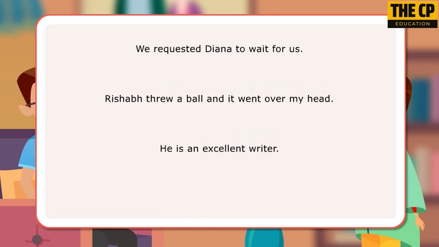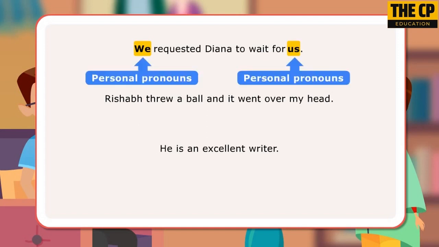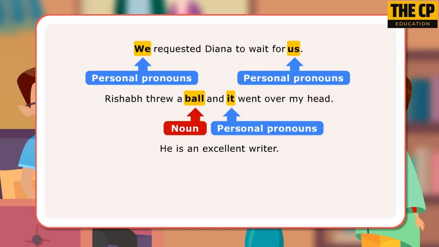In the first sentence, we and us are personal pronouns as both the words are used in place of a group of persons. In the next sentence, it is a personal pronoun as the word is used in the place of the noun ball. In the third sentence, he is a personal pronoun as the word is used for a specific person who is an excellent writer.